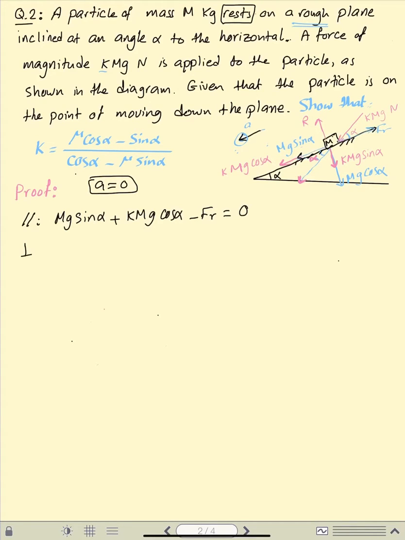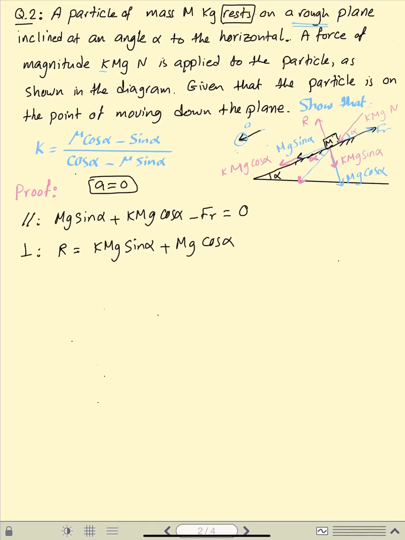Perpendicular to the plane. What must we write first? The steps will tell me what to do. R is equal to kmg sine alpha plus the other one for the weight, which is mg cosine alpha. What must we do here to replace? Substitute, the same idea. It's a common idea: one of them into the other one.